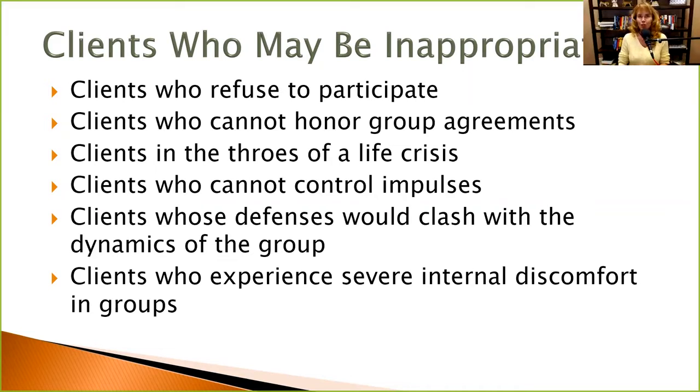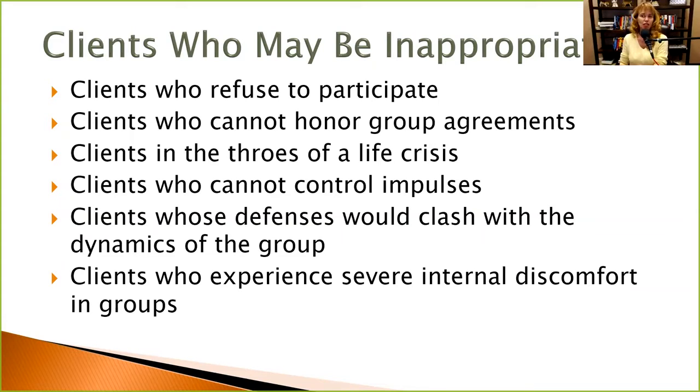But most of the time, for most types of impulse issues, it's a matter of helping clients develop distress tolerance skills and be able to sort of ride that wave of the impulse until they can have their turn to speak, or until they can have their moment in the limelight.